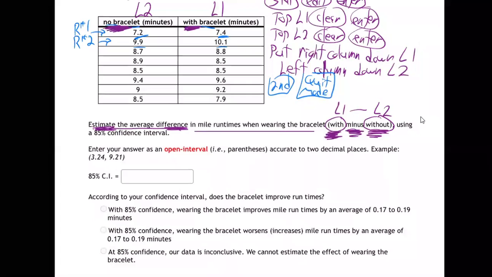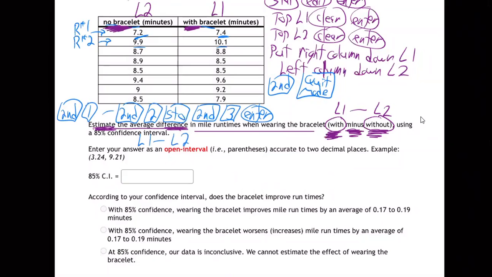So that's what we're going to need to do. So let's do it. We're going to hit second 1 minus second 2 stored into second 3, enter. And that'll take L1 minus L2 stored into L3, which is going to be the with bracelet, because that's where we put L1, minus the no bracelet L2, like they said, with minus without. So that'll do it, right.